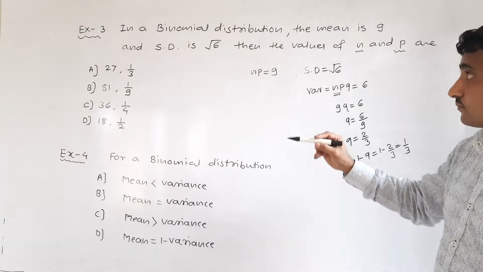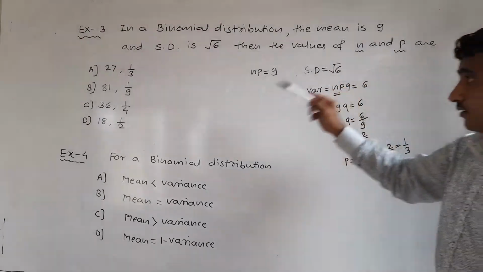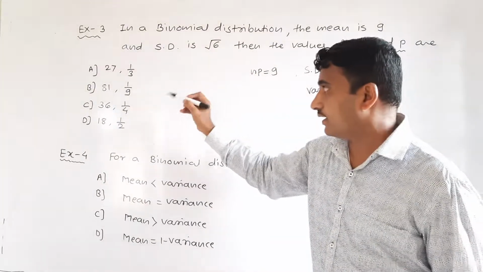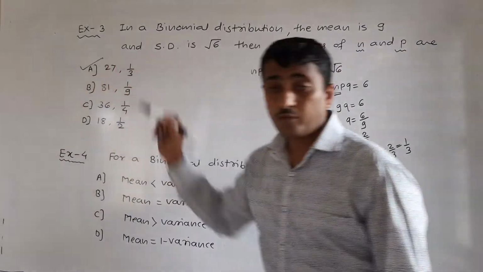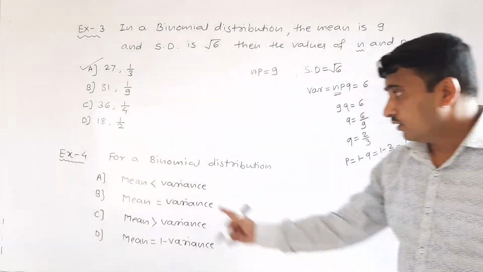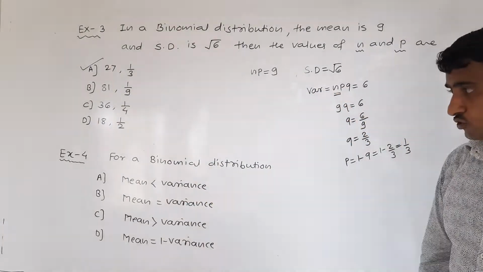p is 1 by 3. Then the values of n and p are, these are the options where p is equal to 1 by 3. Only one option has p value 1 by 3, that is option A directly. Now example number 4 for binomial distribution.